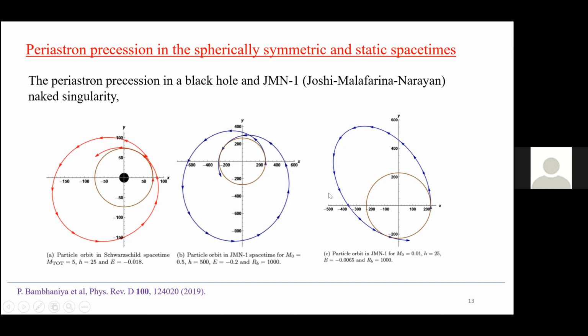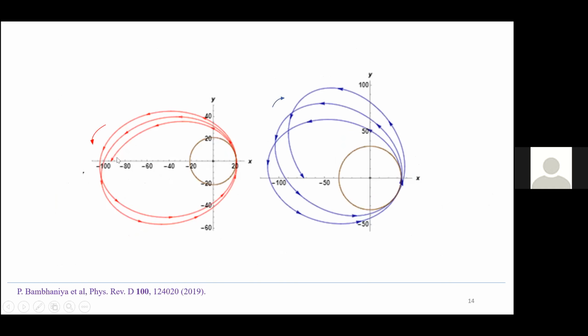In other words, if the particle's orbit will precess or shift in the direction of the particle's orbiting direction, then it is known as positive precession. While if the particle's orbit will precess in the opposite direction of the particle's orbiting direction, then it is known as negative precession. So as you can see, the orbital shift for the positive and negative precession.